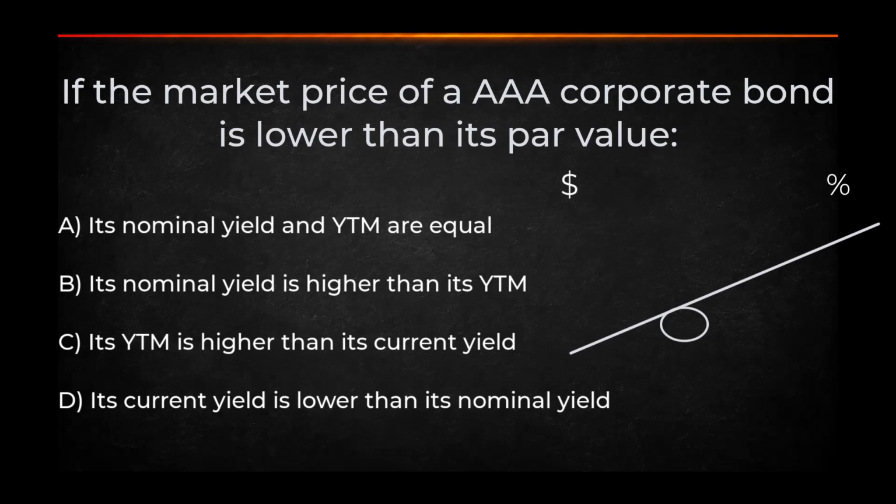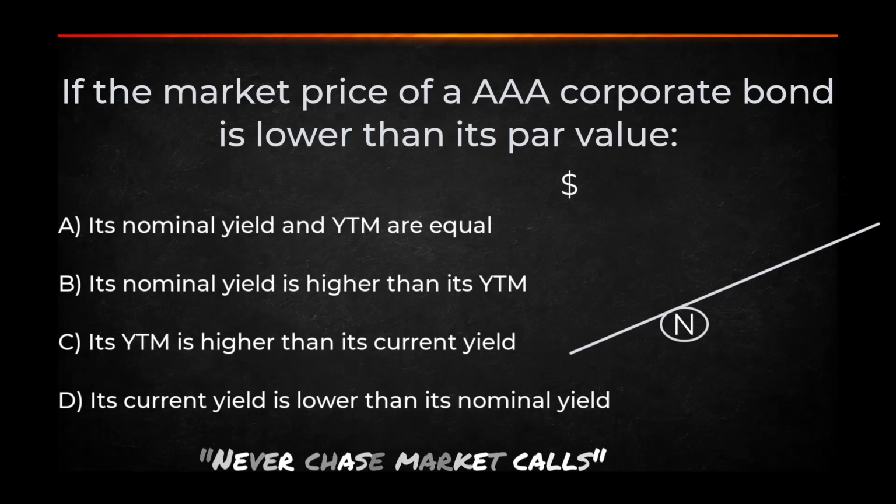Okay, so now when we do that, we can see that on the right-hand side, interest rates have risen. And now, in order to answer this question, we need to drop in our yields. So remember, the order of the yields always goes never chase market calls. So we're going to drop in our nominal yield in the middle, and then CY, YTM, YTC. Okay, now we can go ahead and answer this question.